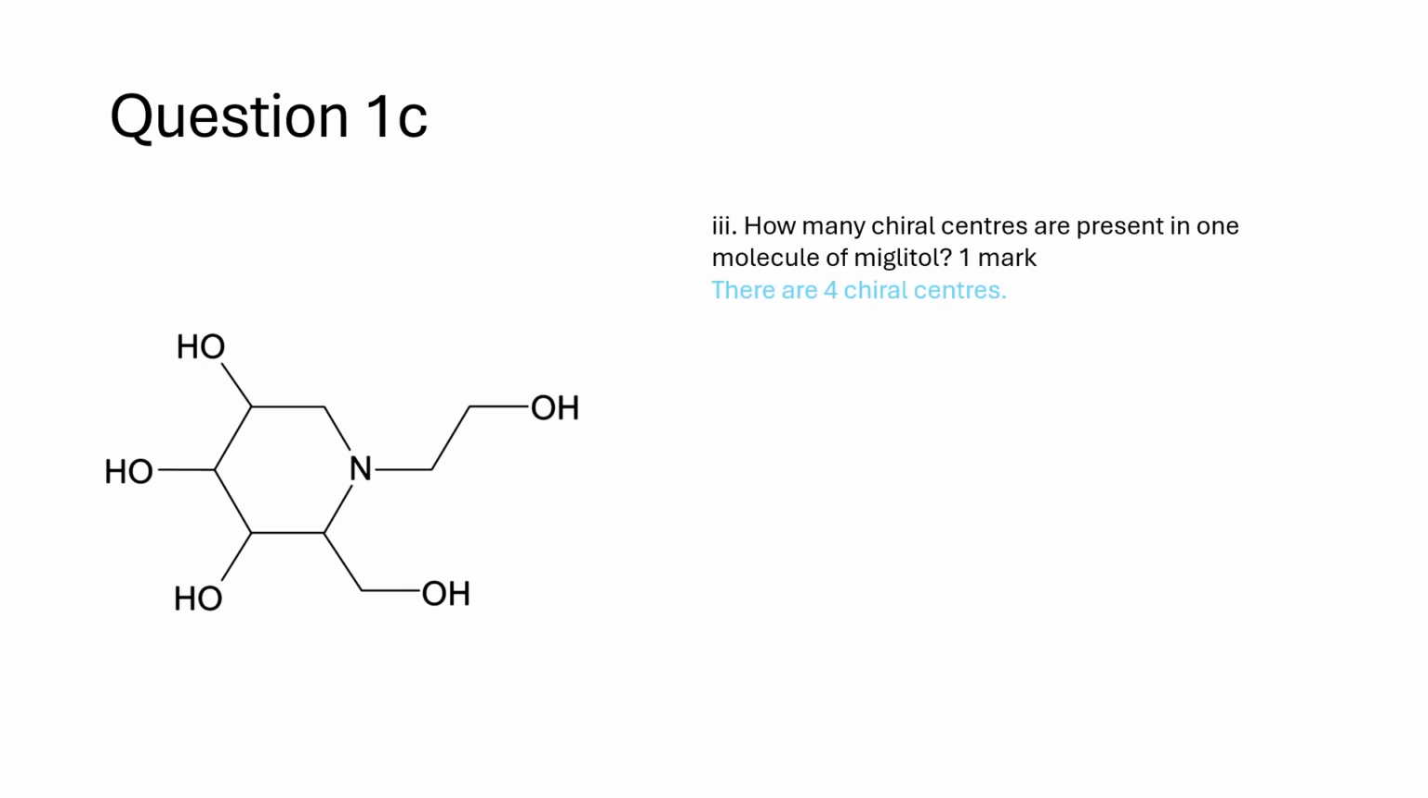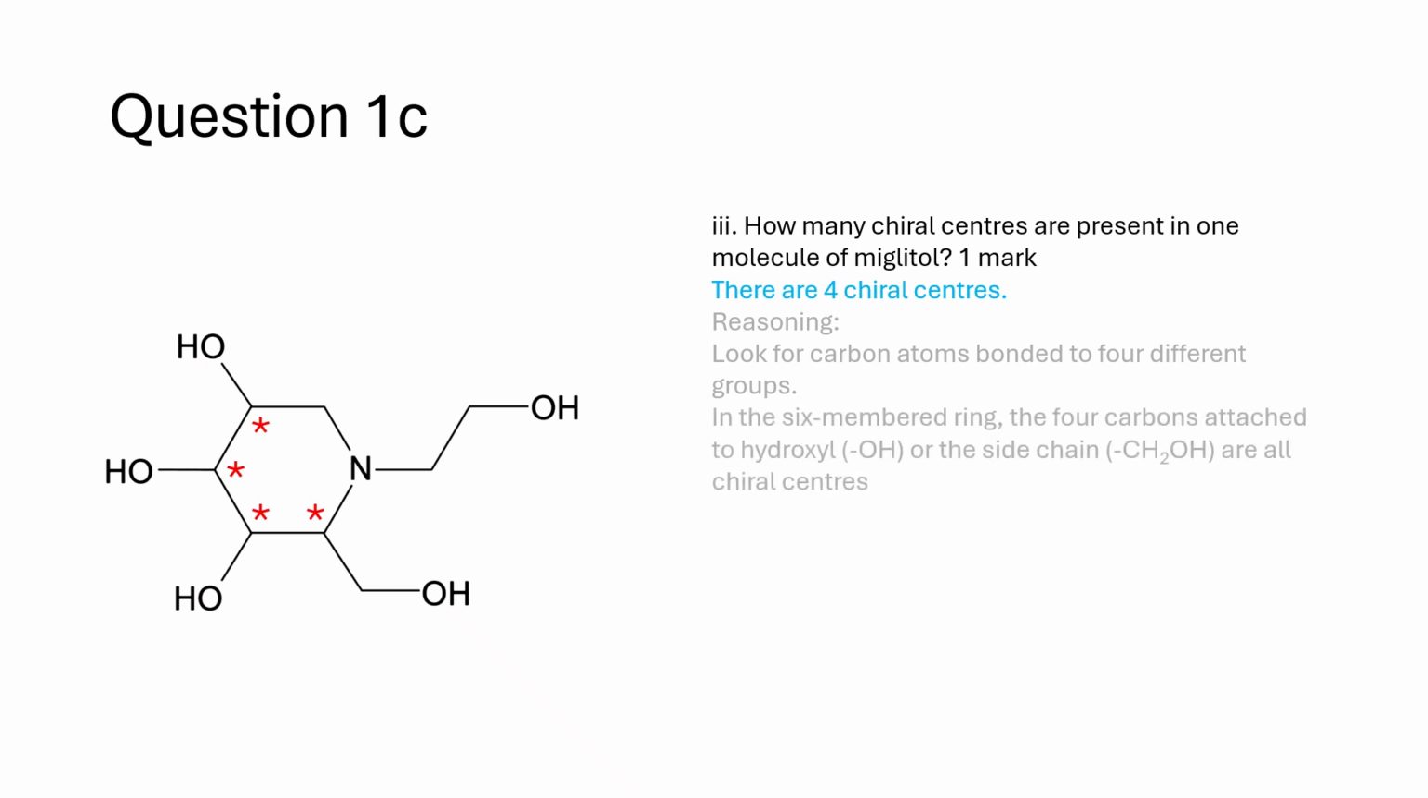There are 4 chiral centers. Reasoning: look for carbon atoms bonded to 4 different groups. In the 6-membered ring, the 4 carbons attached to hydroxyl, or the side chain, are all chiral centers because each is bonded to 4 unique chemical environments.